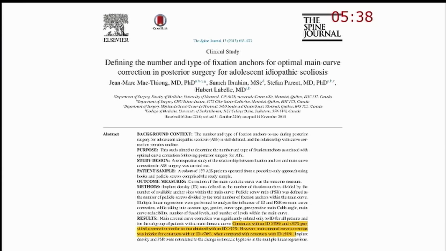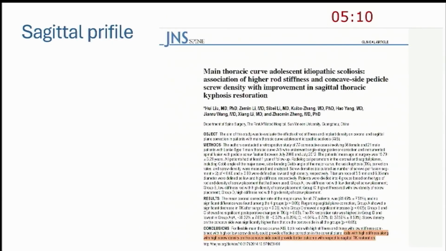Finally, regarding this study, they found that implant density of more than 70% and less than 90% provided a correction similar to that obtained with implant density of more than 90%. However, mean coronal curve correction was inferior for constructs with an implant density of less than 70% when compared with constructs with implant density of more than 90%.